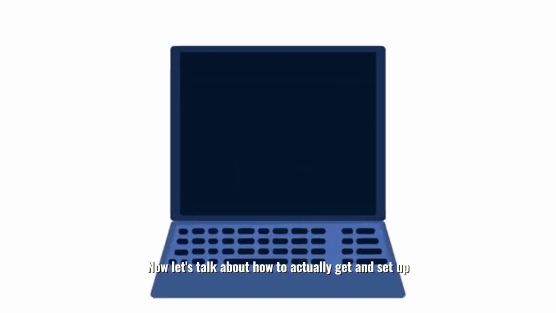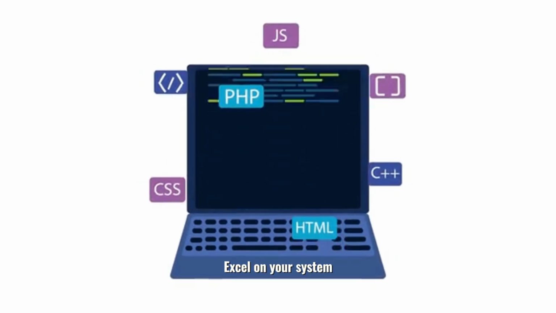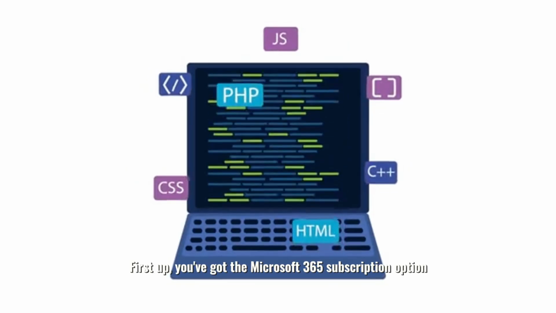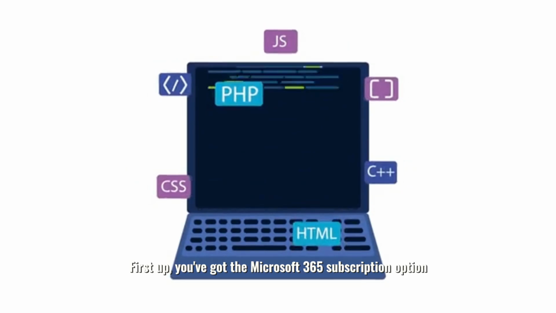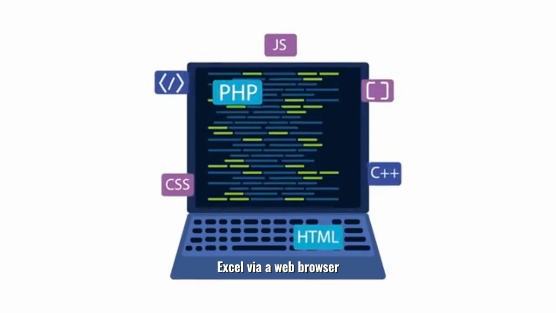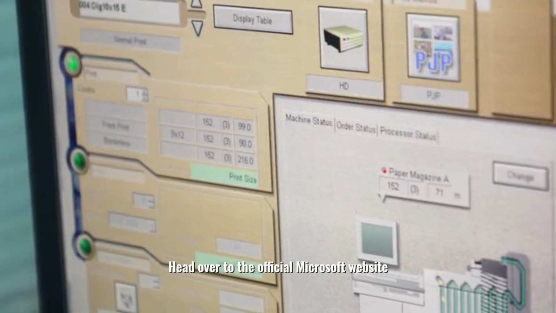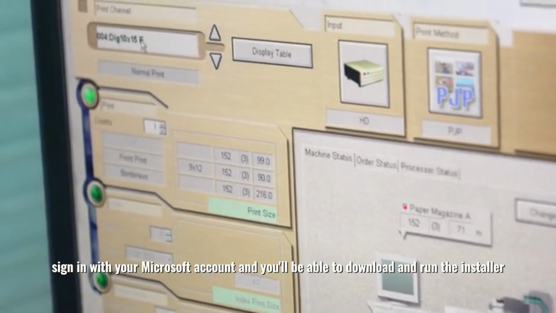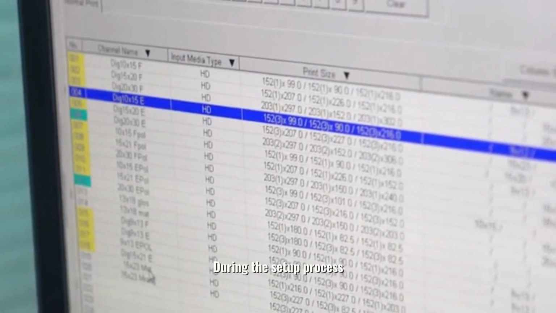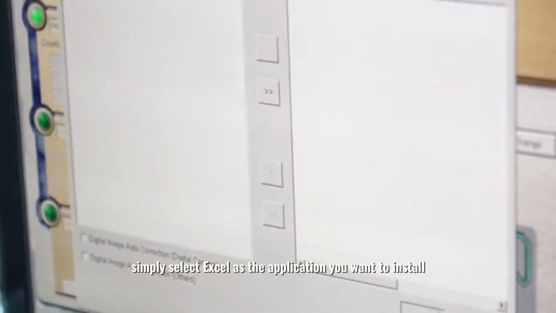Now let's talk about how to actually get and set up Excel on your system. There are a couple of different ways to do it. First up, you've got the Microsoft 365 subscription option. With this approach, you'll be able to access Excel via a web browser. Head over to the official Microsoft website, sign in with your Microsoft account, and you'll be able to download and run the installer. During the setup process, simply select Excel as the application you want to install.